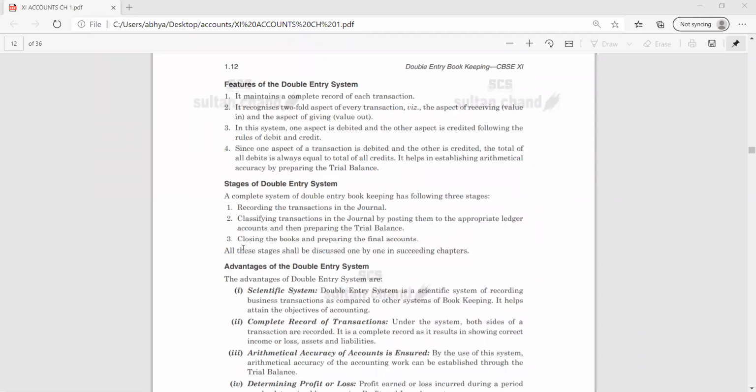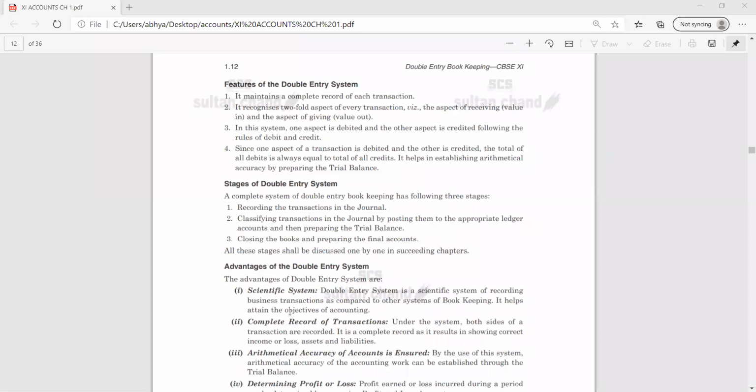Then after making the trial balance, all the books are closed and the final accounts are prepared. Final accounts means trading, profit and loss account to know about the profit, and balance sheet to know about the financial position of the business. So these are the three stages: recording, classification and summarizing. And here the double entry system ends.